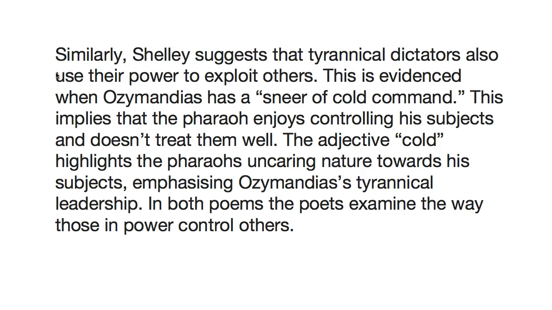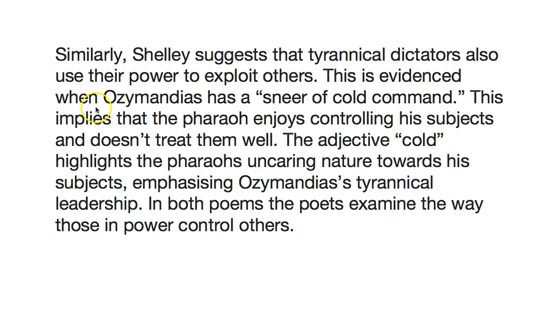Right, in the next paragraph he is going to write a comparison, because he knows that's where the marks are, and he'll give us a connective to show whether it's a similarity or a difference. Similarly, Shelley suggests that tyrannical dictators also use their power to exploit others. So he's saying there's a similarity in the motive of the two rulers, the Duke in the first poem and the dictator in this one.